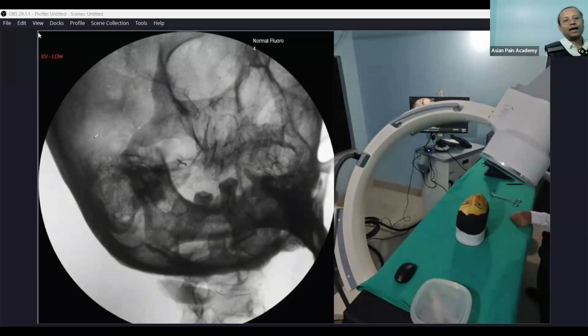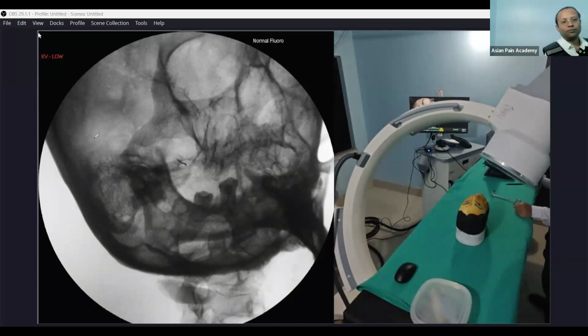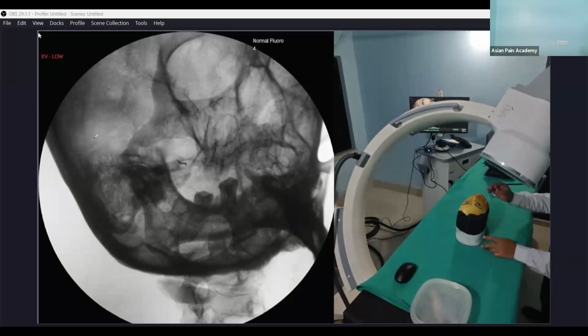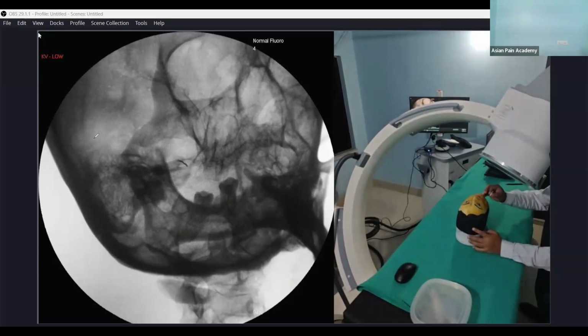So see here, the tip of the needle is angulated. It is not straight. So first I make it a more tunnel view. It is going a bit below, so I will make it a bit up.